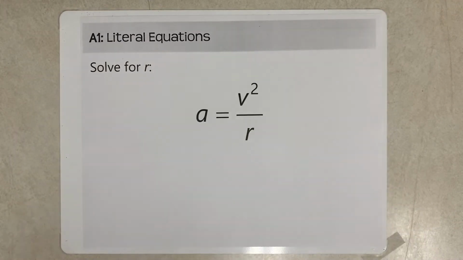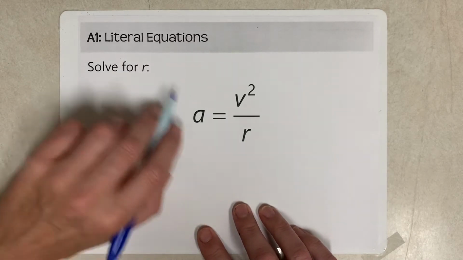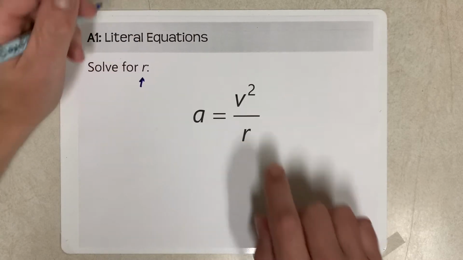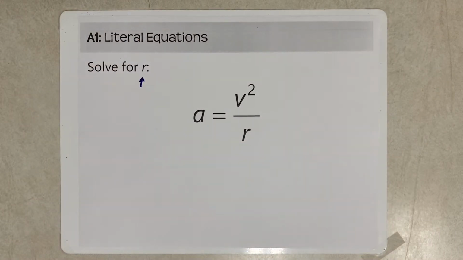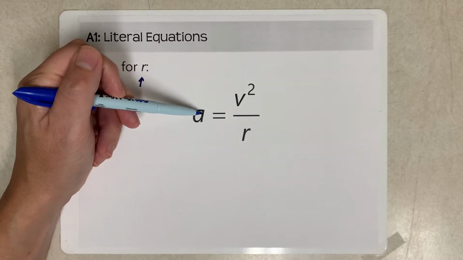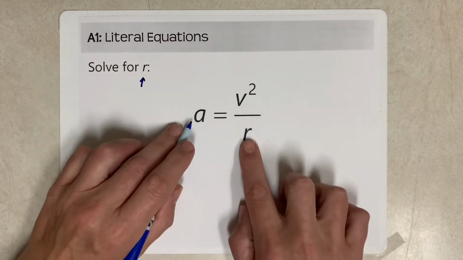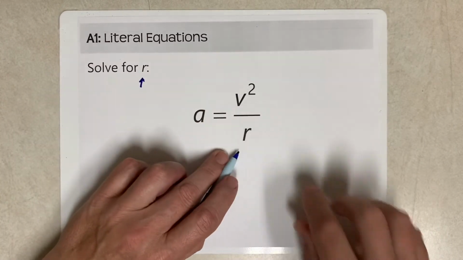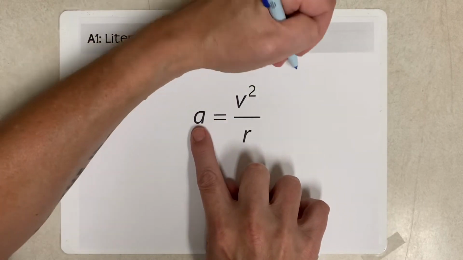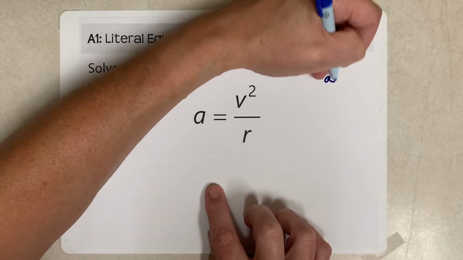All right, so here we have a formula from physics, and it says to solve for r. So you need to get r by itself. Now I'm going to show you something really cool here. If you want to get r by itself and you have a proportion that looks like this, one thing is equal to a fraction like this, you can take the a and the r and you can switch them out. And so I'm going to make a prediction that my final answer, if I switch these out, is going to be r is equal to v squared over a.